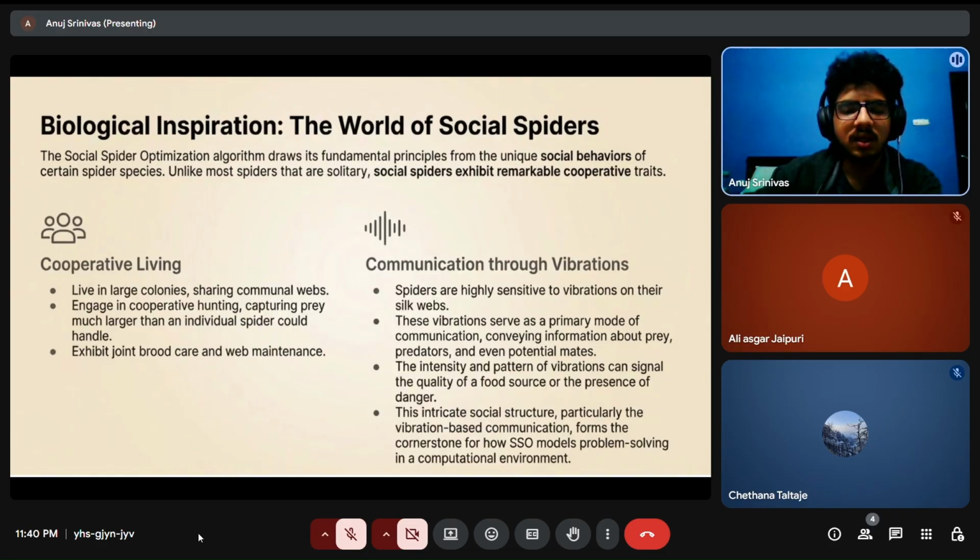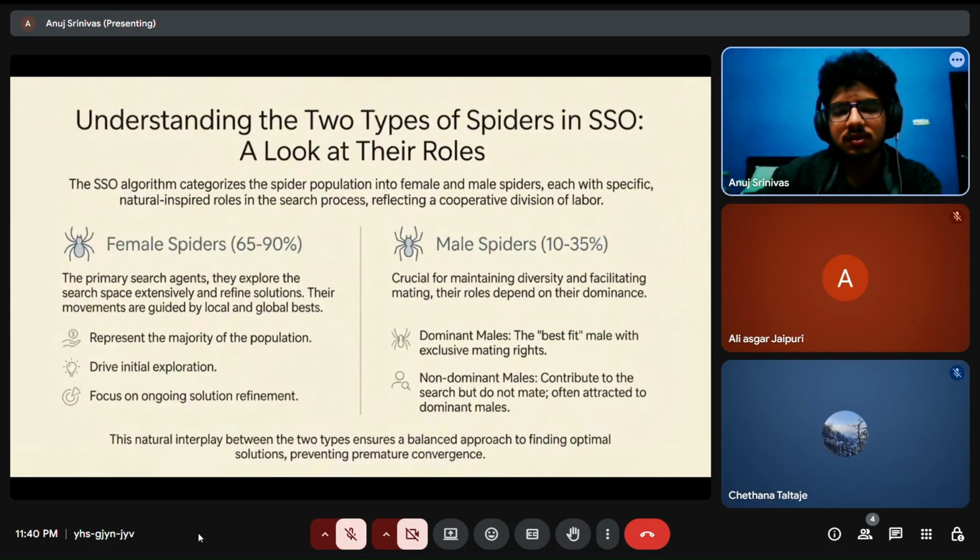Now we go into the actual mechanism and the algorithm. In this algorithm, there are two types of spiders: a female spider and a male spider. The artificial colony has both. Female spiders make up about 65 to 90% of the population. These are the main search agents responsible for exploring the search space and improving the solution.